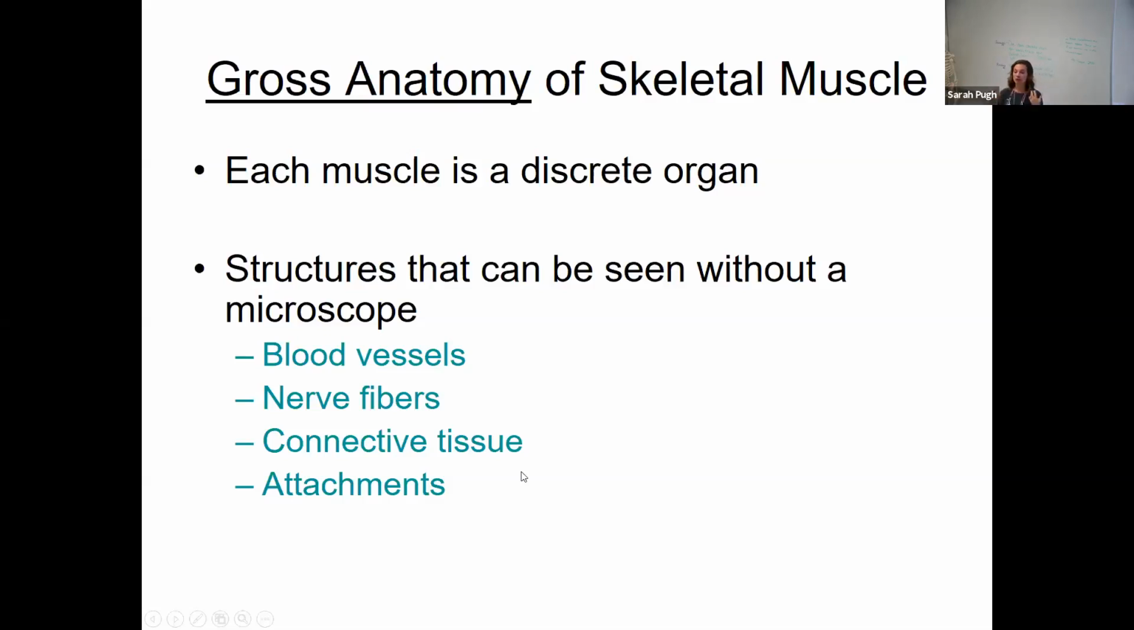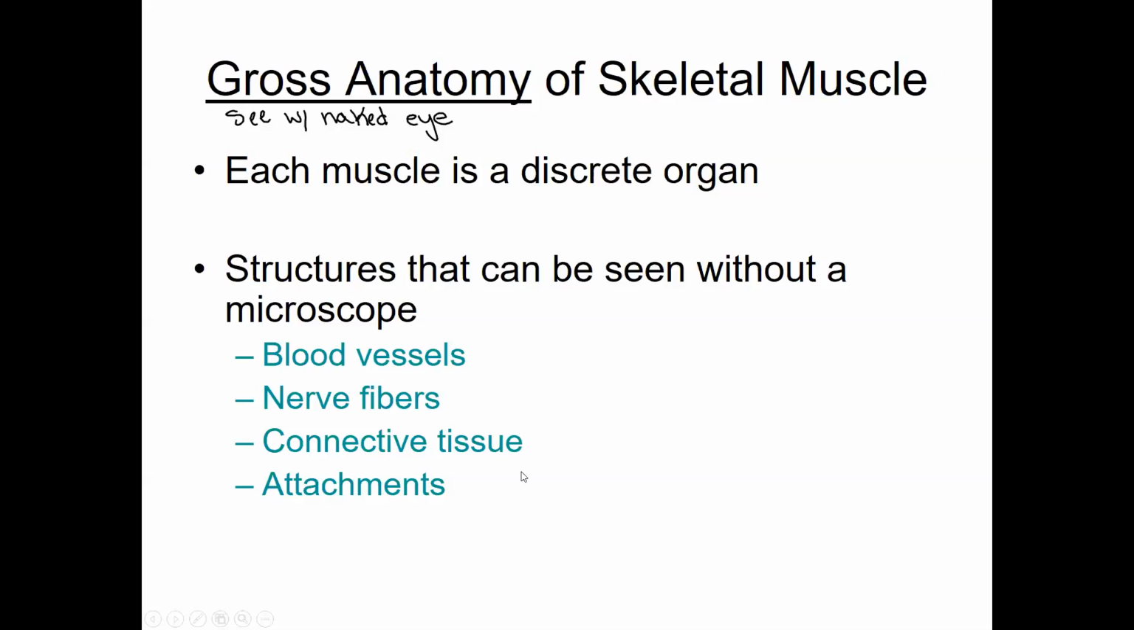When we talk about gross anatomy, remember that term means that we can see it with the naked eye. These are structures that are large enough that we can see them without the use of a microscope. Your muscles, like your bicep, your tricep, are discrete organs. How many tissues do you have to have for something to be considered an organ? At least 2, yes. Most of our organs have all 4 types of tissues.